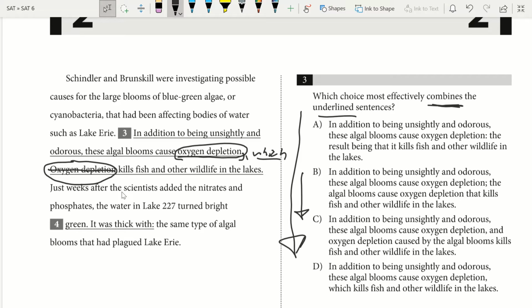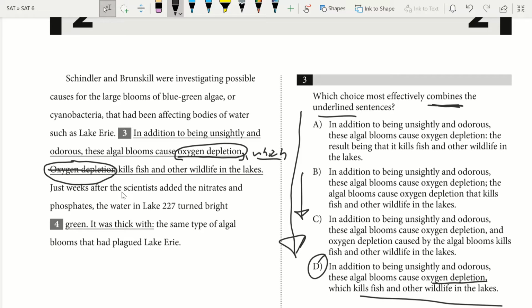So starting with D, I have, in addition to being unsightly and odorous, these algal blooms cause oxygen depletion, which kills fish and other wildlife in lakes, which is what I had. It's efficient in its word choice, it's not repetitive or redundant, and that'll be our answer.